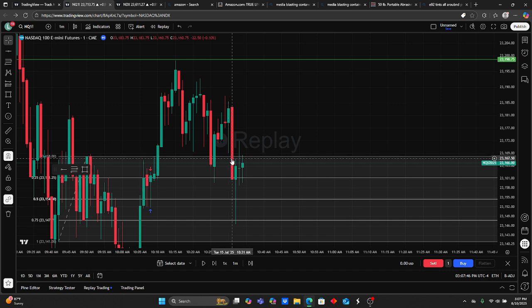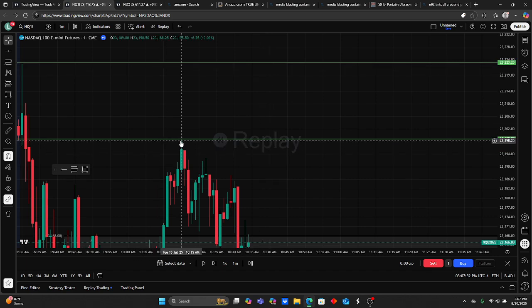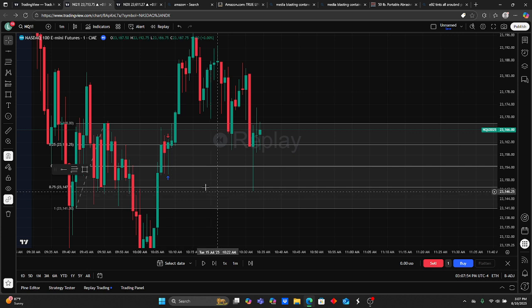If we could break this fair value gap, this small one here, and close above it, I think I'd be comfortable enough to go and target a high. And let's see, boom here. Let's see one more candle.